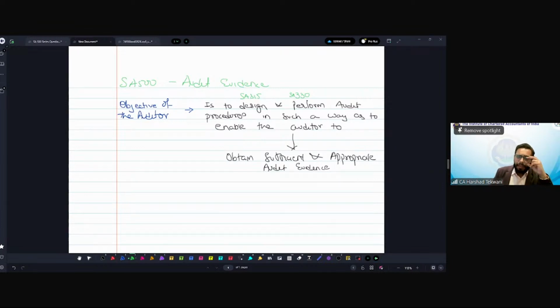Can I say that management gave me the trial balance, and the trial balance is audit evidence? Yes or no? Can I say that the trial balance which management gave to me is audit evidence? Yes. Okay.